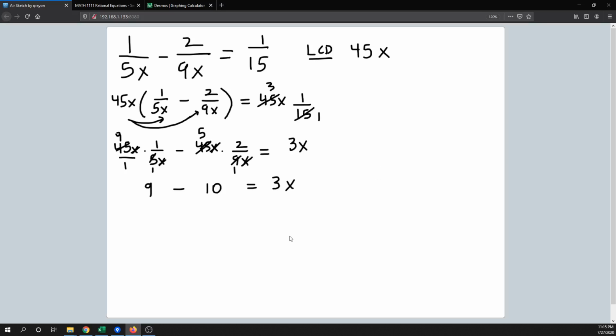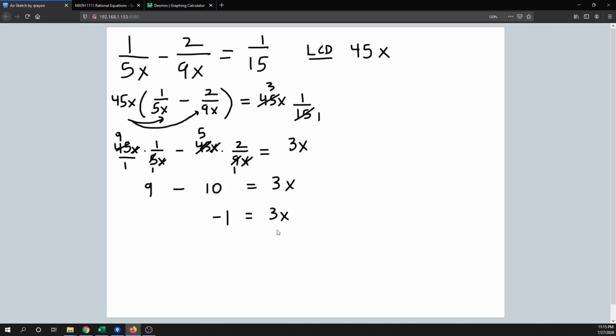All right, so multiplying through by the LCD cleared out the fractions. And so now I can just solve this linear equation. Over on the left-hand side, I've got some like terms. I can combine those. Remember, I'm trying to make each side as simple as I can possibly get it. 9 minus 10 is negative 1. And then 3x is as simple as I can get it. Okay, so now I've got both sides as simple as I can possibly get it.